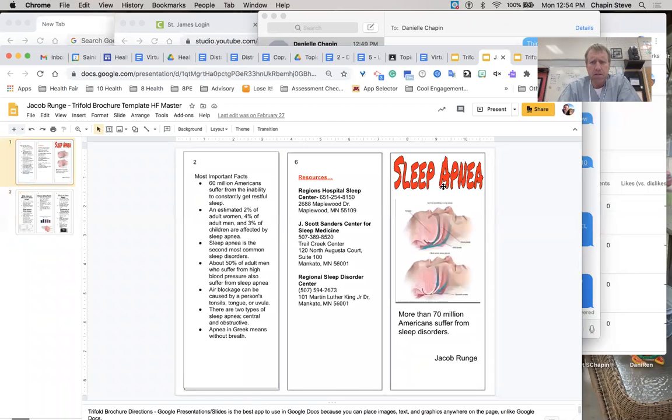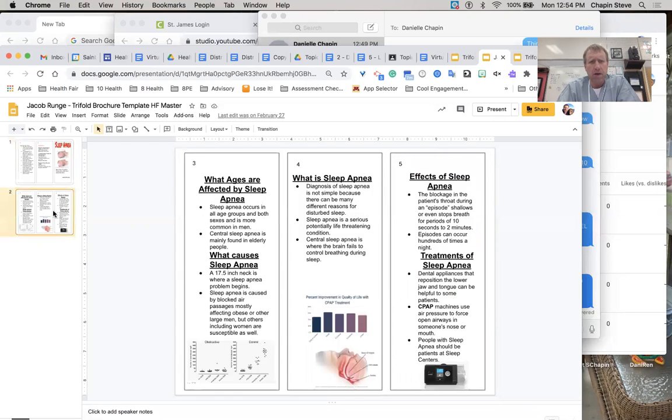This is Jacob Runge's. The topic was sleep apnea. So he has an image on the front. He put his name here. I want to show you the back because this is where he has his categories. So here are his categories. What is sleep apnea? What are the effects of sleep apnea? What are the treatments for sleep apnea? What causes sleep apnea? And what ages are affected by sleep apnea?